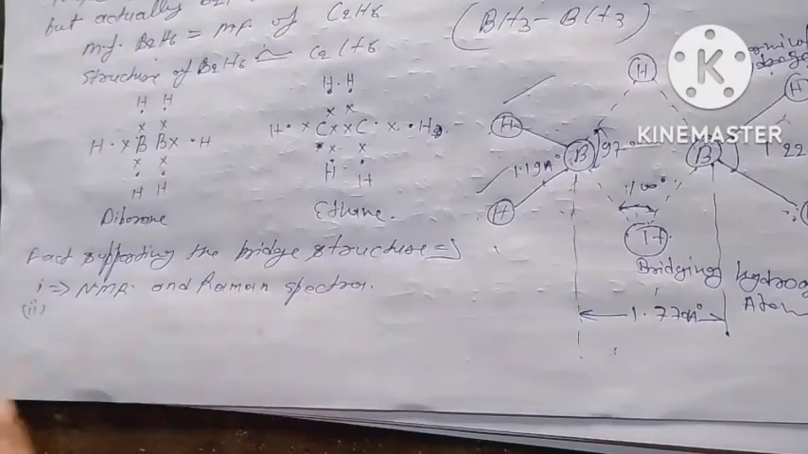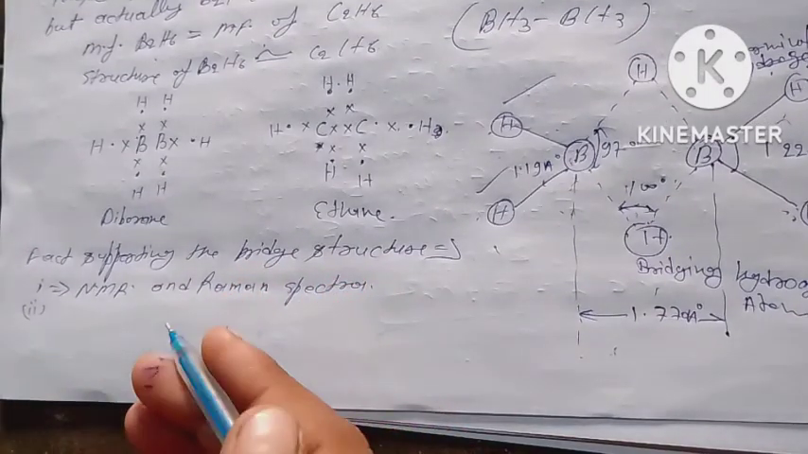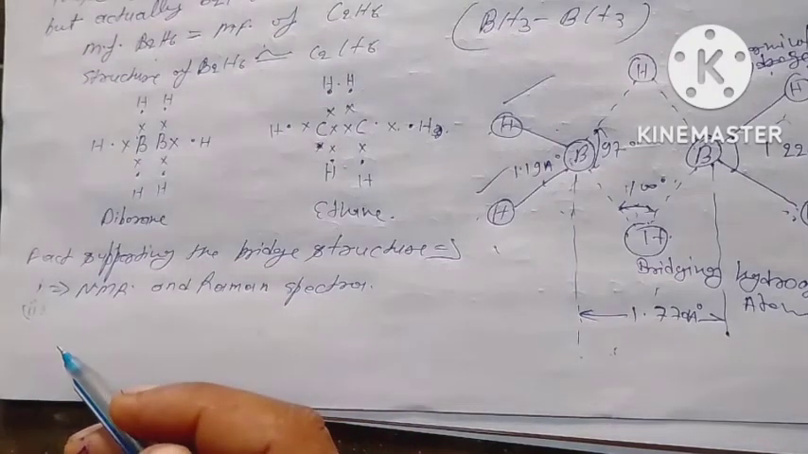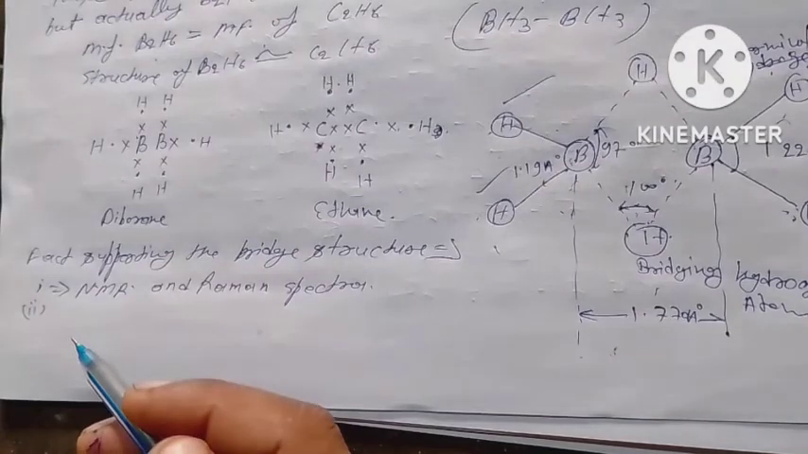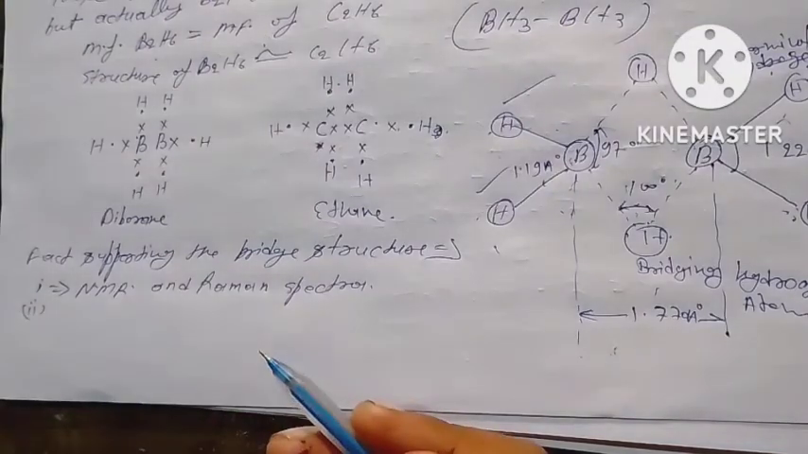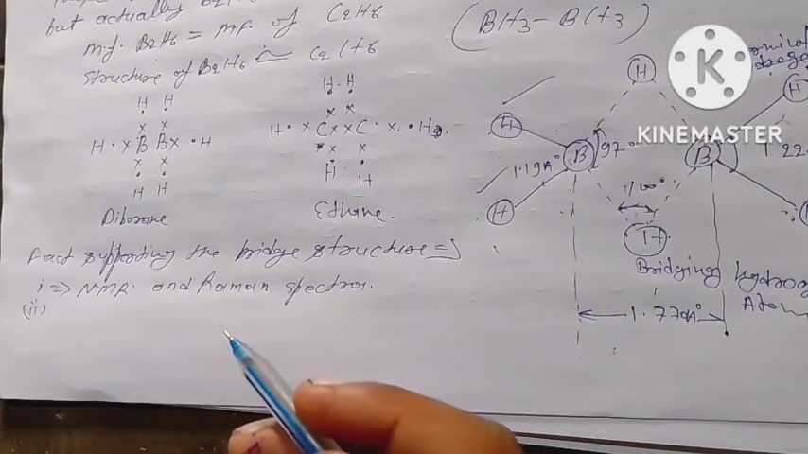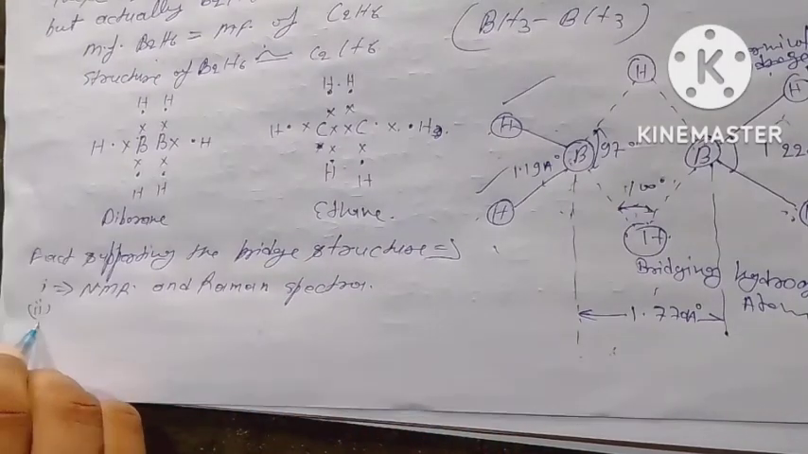From specific heat data, it is clear that the rotation indicates the 2 bridging hydrogen atoms lie in a plane at right angles to the plane in which the 2 boron atoms and 4 terminal atoms lie. Okay. Third point.